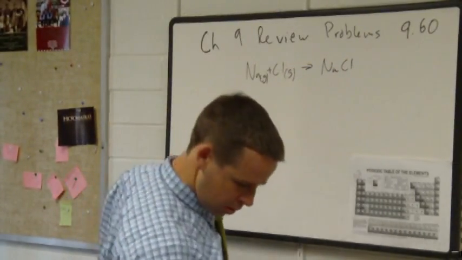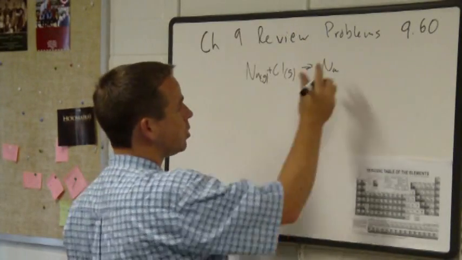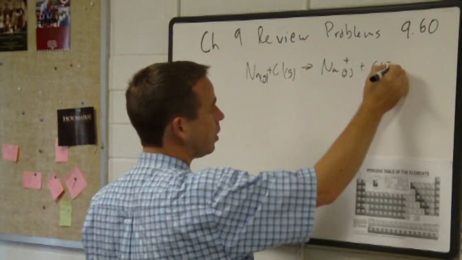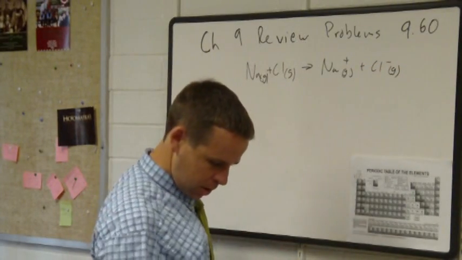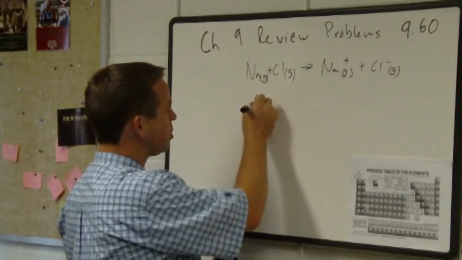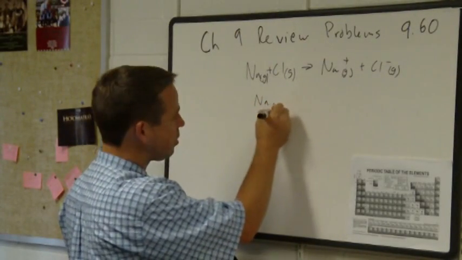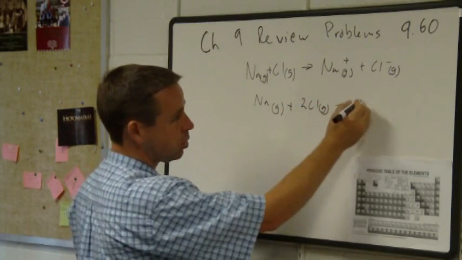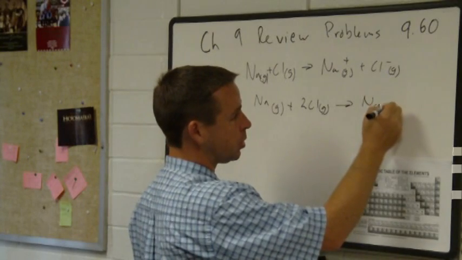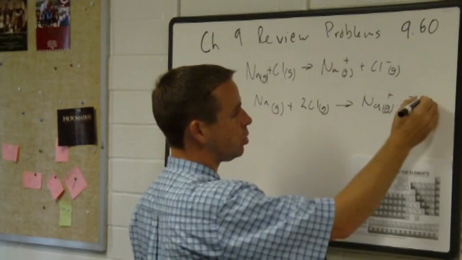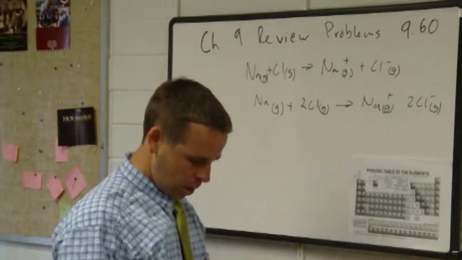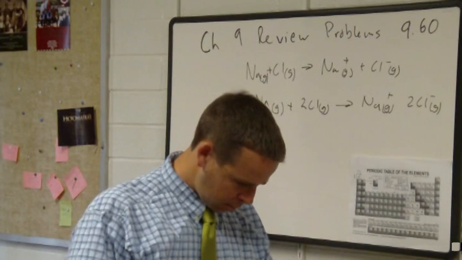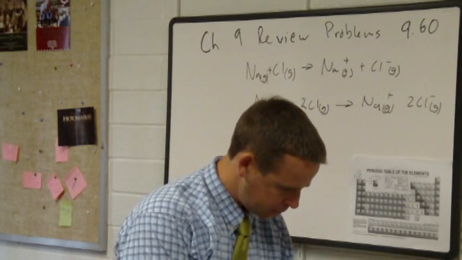Oh, no. Sorry. First, sodium gas to form sodium ion, gaseous, and chloride ion, gaseous. All right, so that's the first step. And this other reaction is sodium gas and two chlorine gases coming together to form sodium ions, gaseous, and two chloride ions, gaseous. So use the data from the tables of ionization energies on pages 343 and 348.